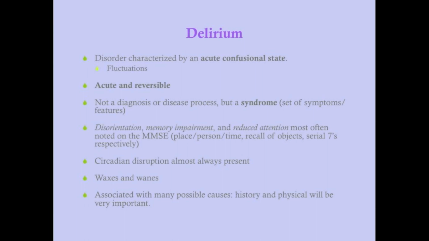What is characteristic of delirium is disorientation, memory impairment, and reduced attention. You'll know this when you do the MMSE, the Mini-Mental Status Examination, because the patient, most importantly, will not be aware of place, person, and time. And that doesn't happen with dementia. They don't all of a sudden become disoriented to place, person, and time. Patients with delirium will have a decreased ability to concentrate, so they'll have a problem recalling objects from memory, and they'll have difficulty with the serial sevens.